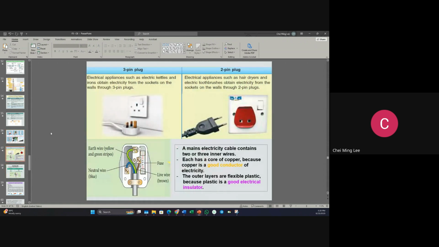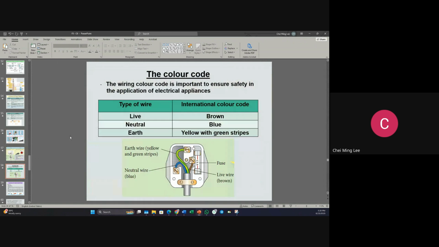Okay, so let's see the color code for each of them. The wiring color code is important. Why? Because without the color, sometimes we don't know whether the wire is live, neutral, or earth. So we need the international color code to differentiate them. Normally live wire is brown, neutral is blue, earth is yellow with green stripe. Normally that. But sometimes the brown can be substituted by red. Earth wire sometimes is plain green.